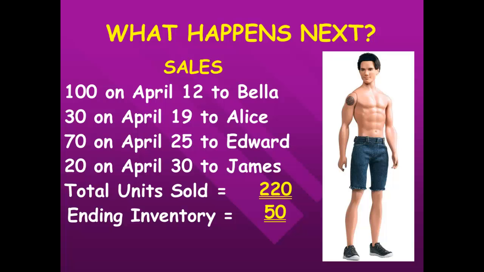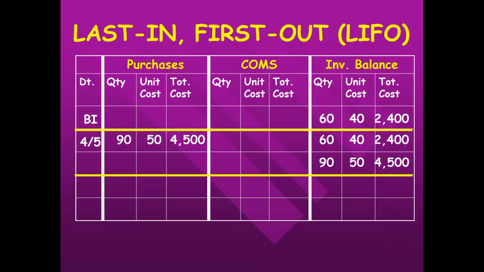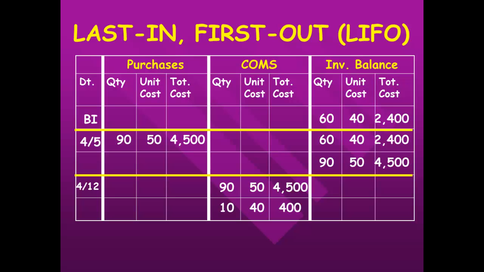What happens next, date-wise? I'm going to sell 100 of them on April 12th. Using LIFO, where's the first place you go looking for units that you sold? The 90 at 50. Do we need all 90? Yes, we do, because we need to get to 100. So I'm going to take all 90 at 50. How many more dolls do I need? 10, because 100 minus 90 says I need 10 more, and they would cost me how much each? 40. So 10 times 40 is 400.